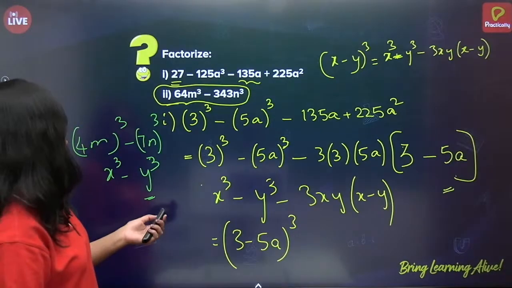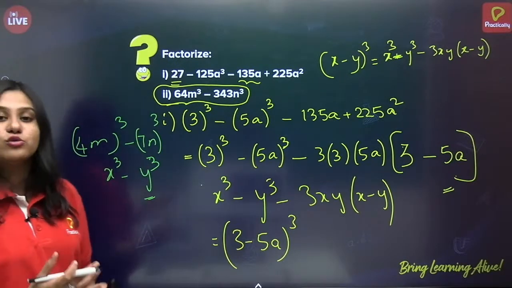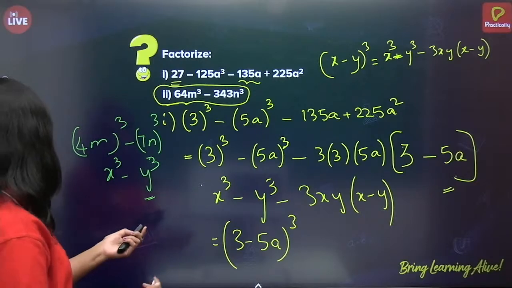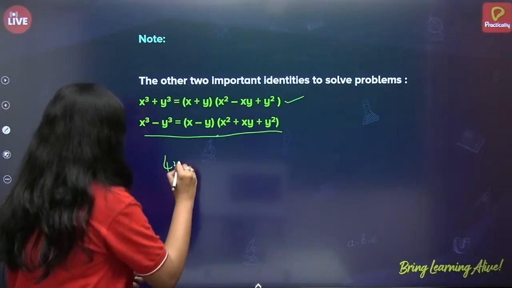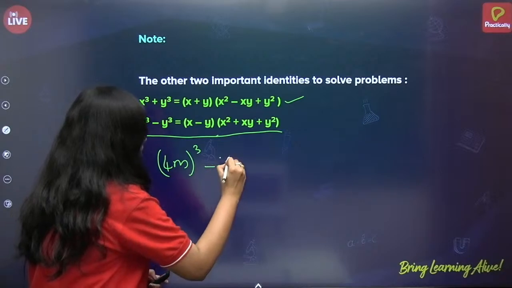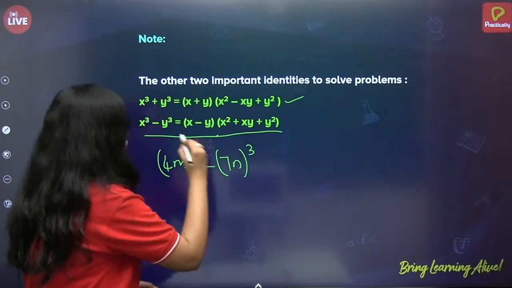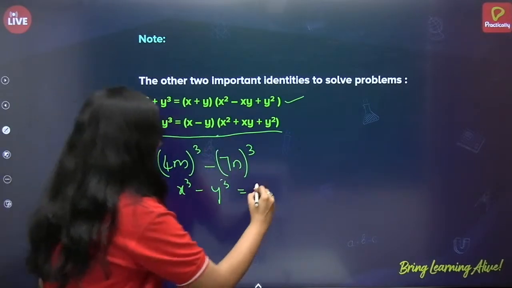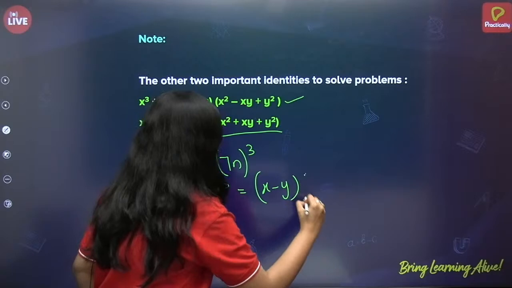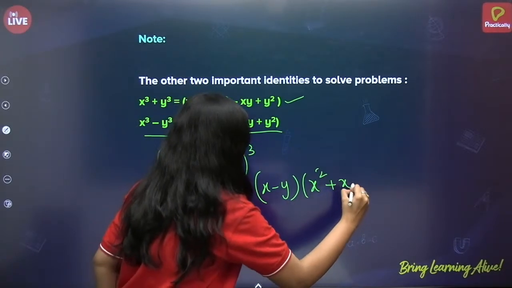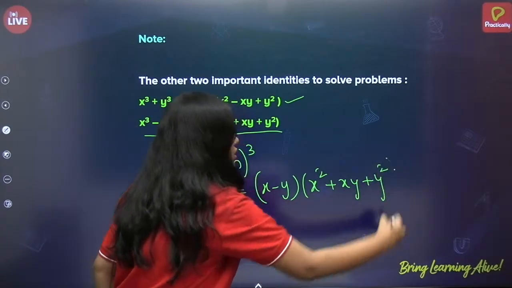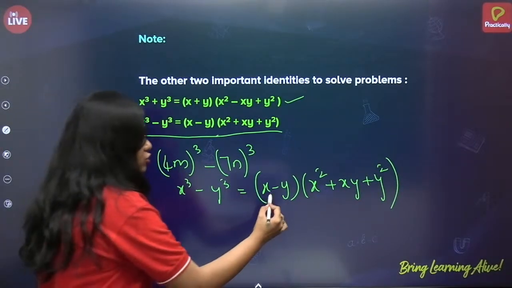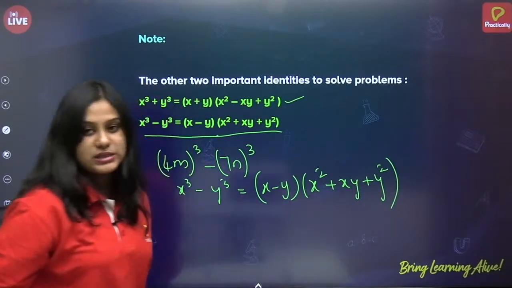Right? Now we'll solve this, okay? If you are not able to solve it or if you have a doubt, let me clear that also. 4m cube minus 7n cube. Correct? So this is of the form x cube minus y cube. So just apply x minus y into x square plus xy plus y square. Please do remember it, okay? When it is x cube minus y cube, here it is minus and all these are plus.